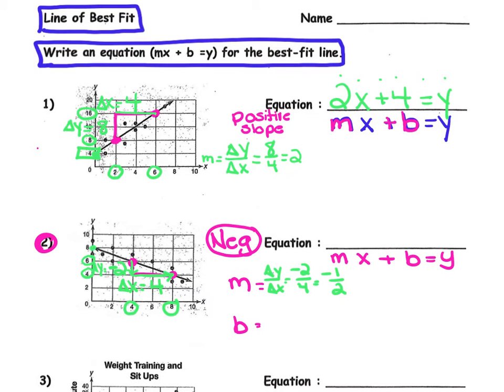Now our y-intercept, if we look closely, 8 is our best estimate. So it's a gain of 8. Your equation for the line of best fit would be negative 1 over 2 times x plus an intercept of positive 8 equals y. Let's look at number 3 and number 4.